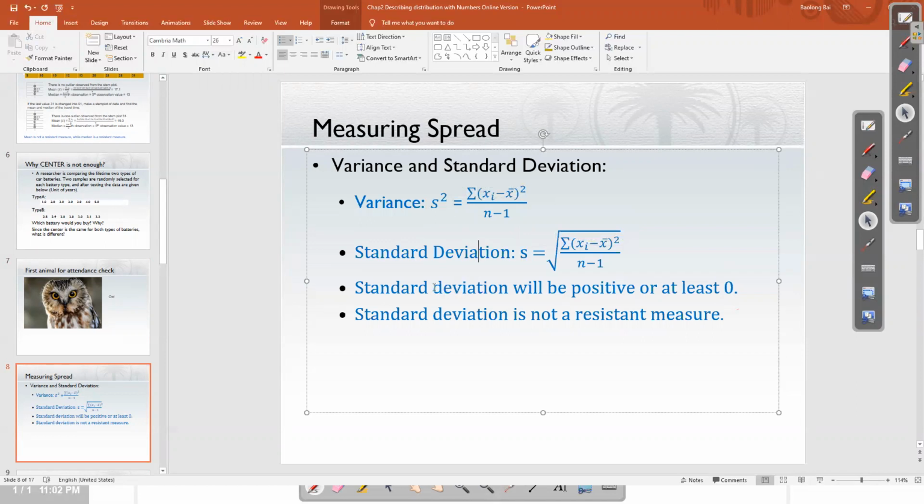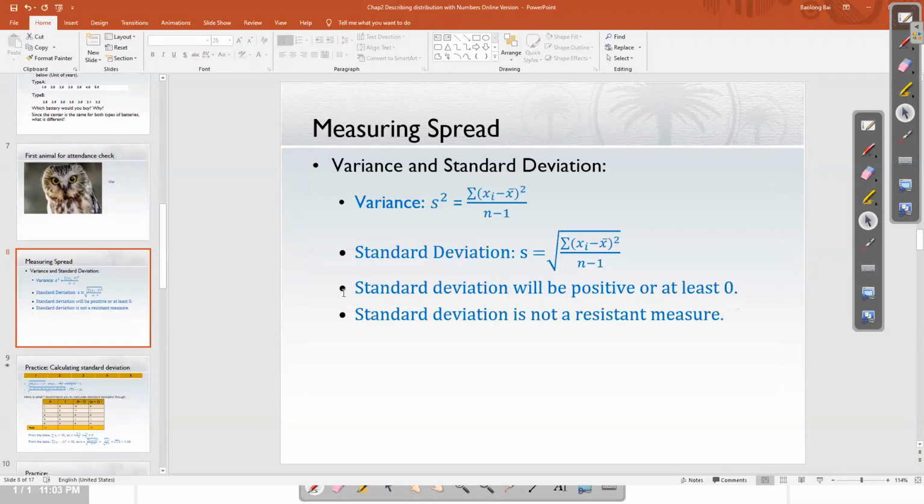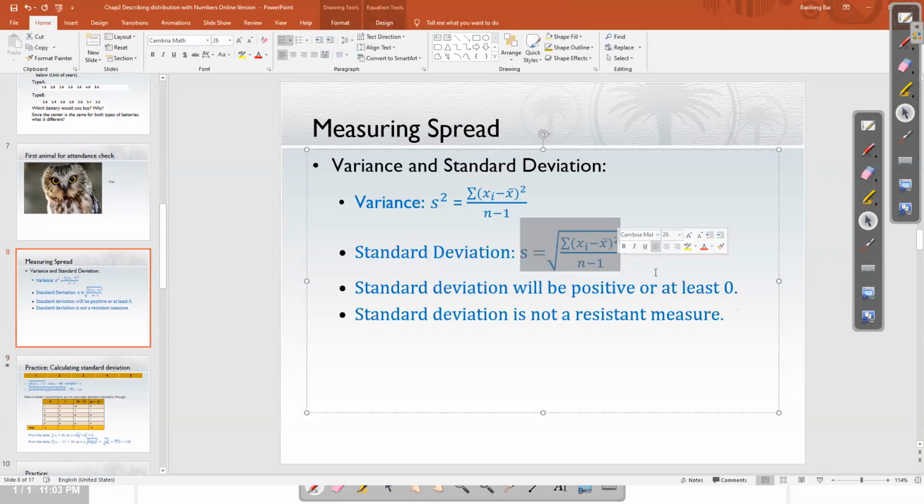Something to be careful with: standard deviation has to be positive or at least 0. It cannot be negative. And standard deviation is not resistant, so it will be affected by outliers, right? So now we know what the standard deviation is, and we have an equation to calculate it, right? So how do we calculate standard deviation using this equation? We're going to spend a little time to explore this formula.